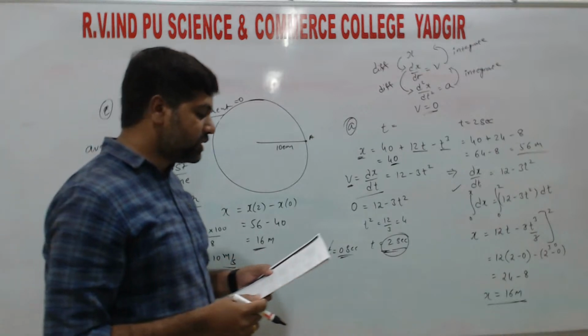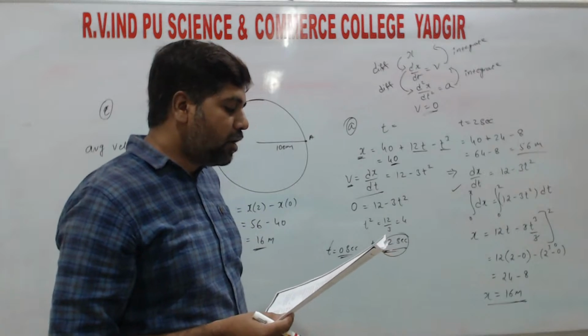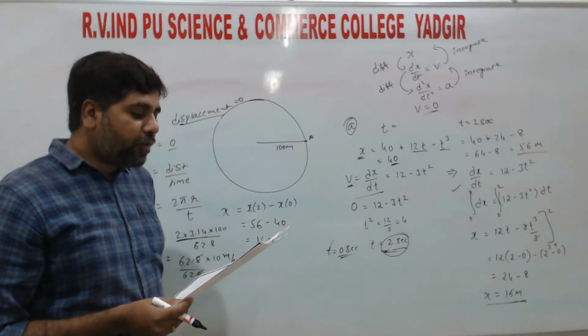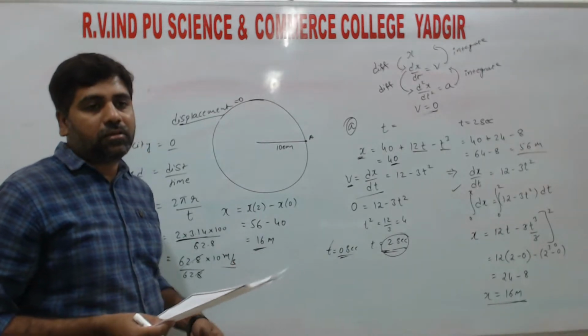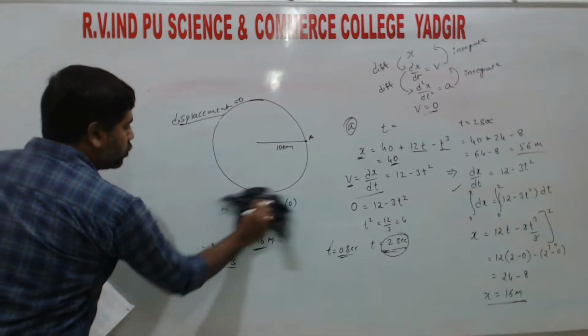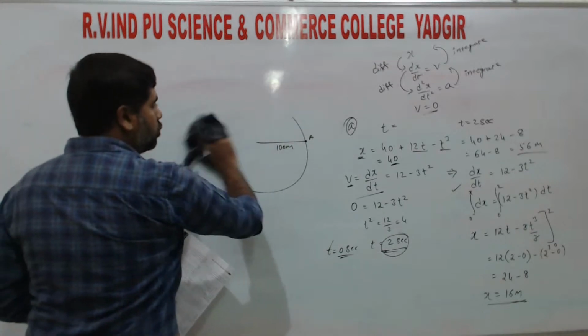Next, 22nd: a ball is thrown vertically upward. It has a speed of 10 meter per second when it has reached one half of its maximum height. How long does the ball rise? Right? So this question is about vertical motion.